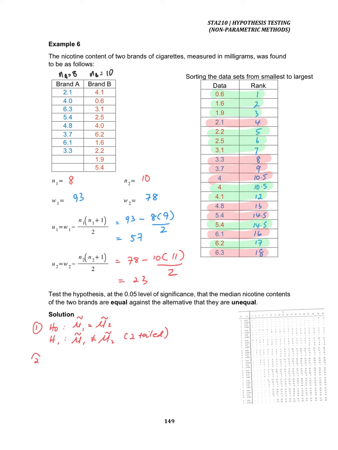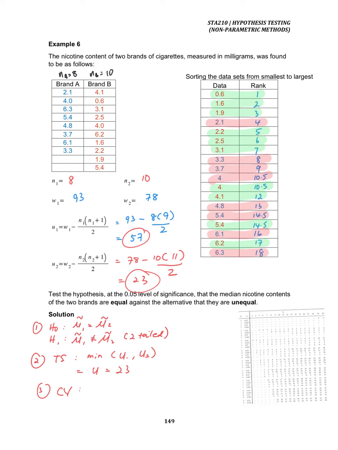Step number 2, our test statistic adalah the minimum between U1 and U2. So the minimum one between 57 and 23 is 23. So U kita adalah 23. Okay, step number 3, calculate the critical value.